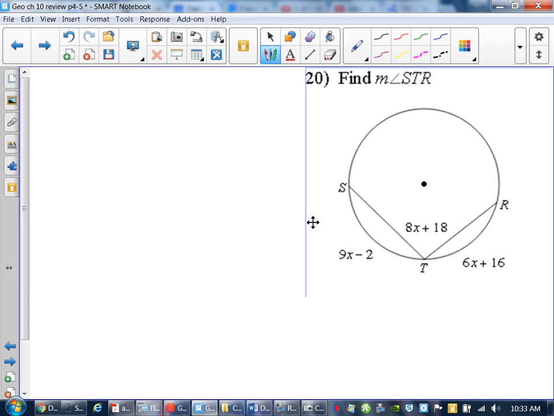So to work from the angle to the arc, what do you do to get the arc? Double. Okay. So you just double it. I double the 8x plus 18, and that guy goes here. Now, how many degrees then are in a circle? 360. So I'm going to take my 2 times 8, which is 16x, plus 36, plus 6x, plus 16, plus 9x, minus 2, and set it equal to 360.